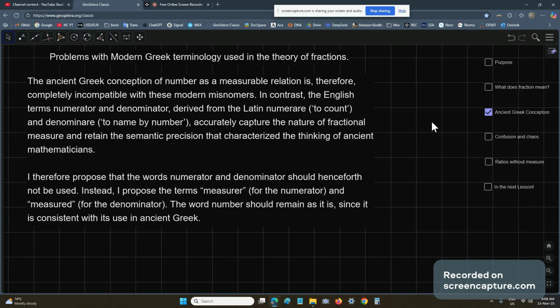Okay, so when we get to number and we're using the abstract unit, all that we're doing is we're naming those parts so that we can form a number. Those parts of a ratio, the magnitude, ratio of magnitude, or ratio of line segments. So the word number should remain as it is, since it is consistent with its use in the ancient Greek, the word arithmos.